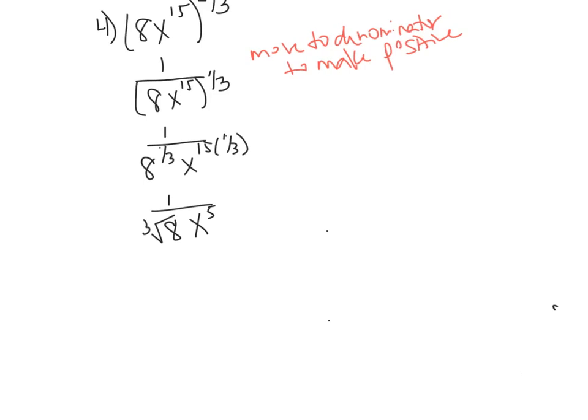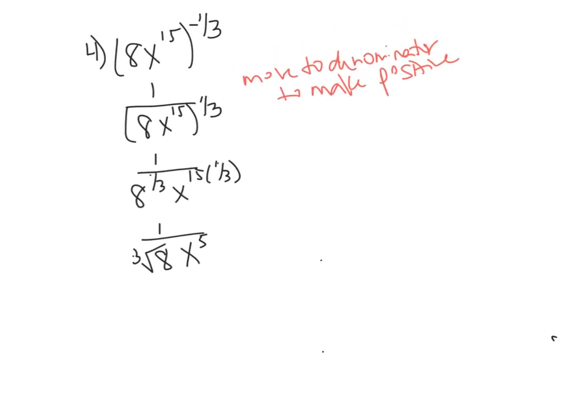And now all we have left to do is simplify the cube root of 8. So 8 is a perfect cube. Cube root of 8 is 2. And we have the 2 times x to the 5th. So 8x to the 15th, all of that raised to the negative 1/3, can be simplified all the way down to 1 over 2x to the 5th. Not too bad.